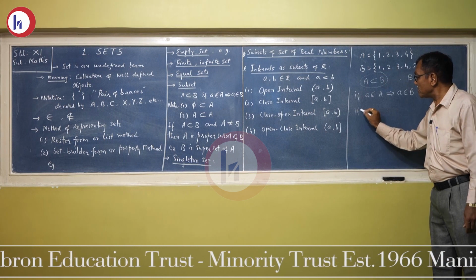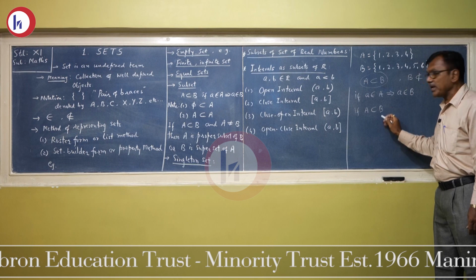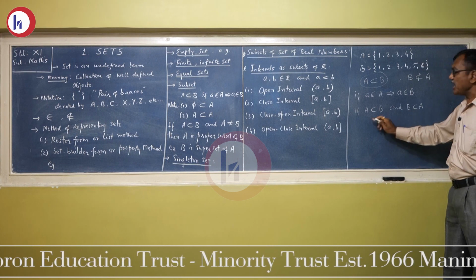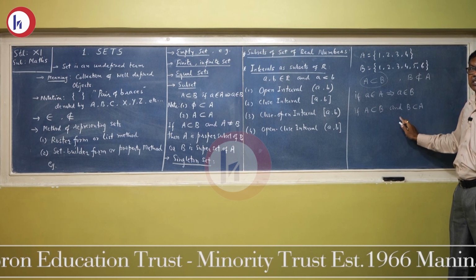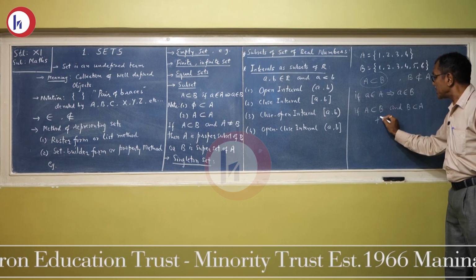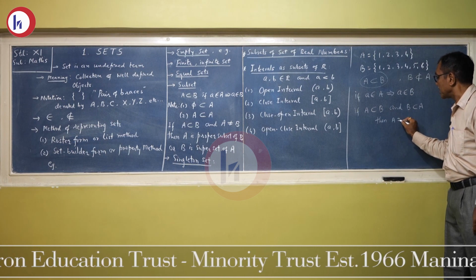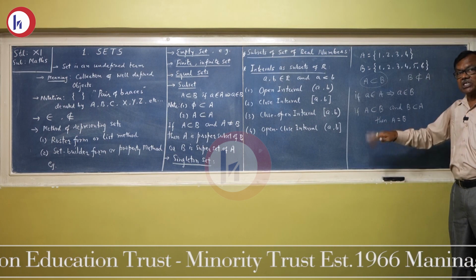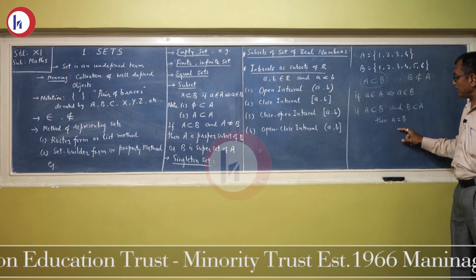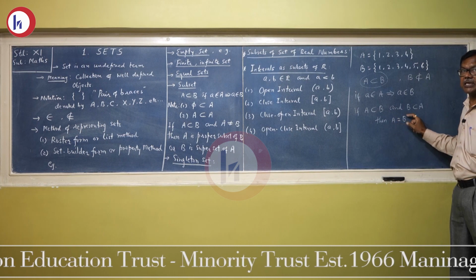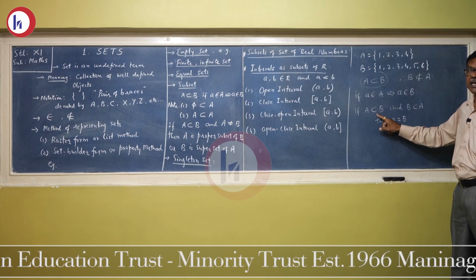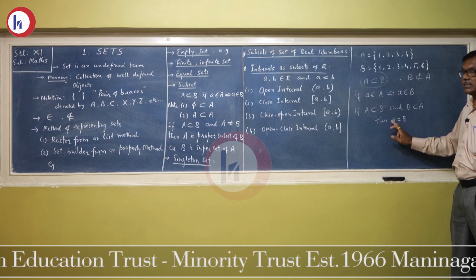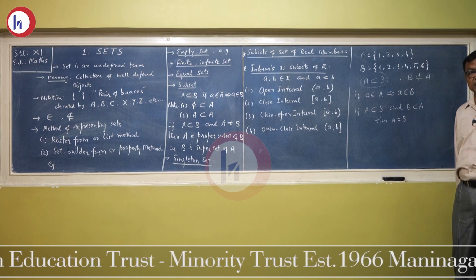If A is a subset of the set B and B is a subset of the set A, then we say that A equals B. Conversely also it is true. That is, if A equals B, that is, two sets are equal sets, then A subset B and B subset A. And if A subset B and B subset A, then A also equals the set B.